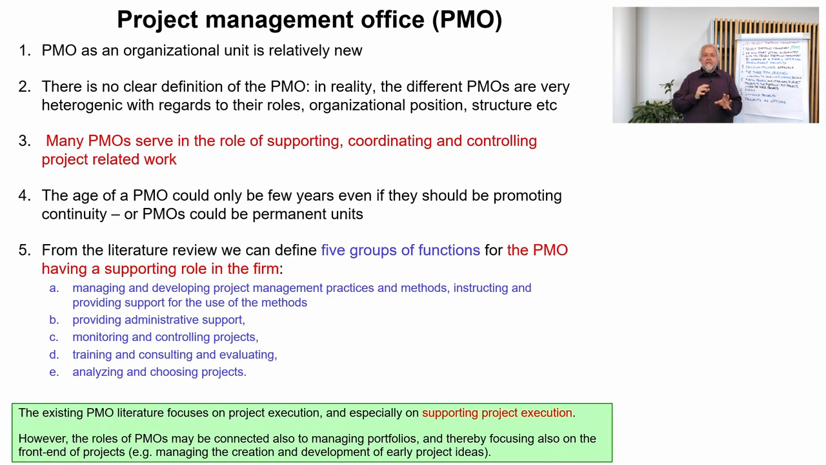The fifth item lists five different groups of functions for the PMO. These functions are derived from literature. The green box at the bottom again says that PMOs mostly support project execution. And the very last notion in the green box says that PMOs may be connected also to managing portfolios or supporting portfolios and their management, and thereby they might also be focusing on the very early phase of projects, the front end of projects, so managing the creation and development of early project ideas even.